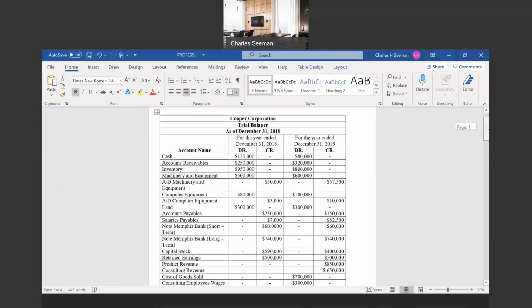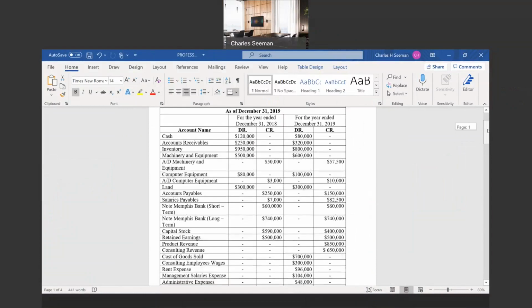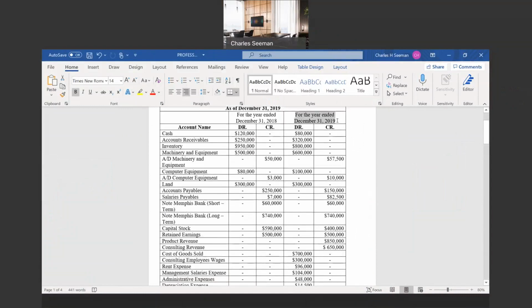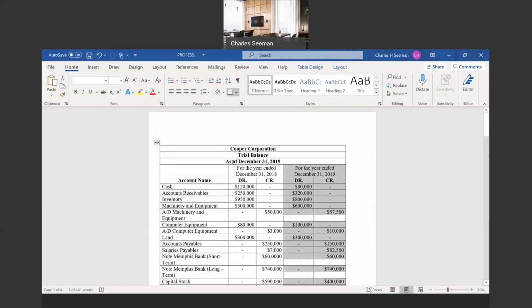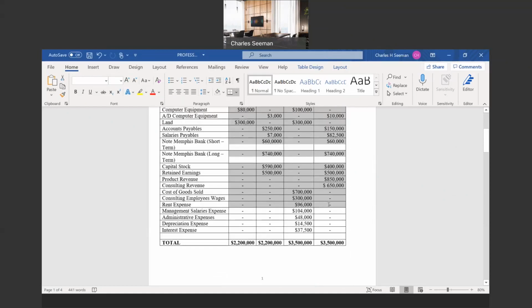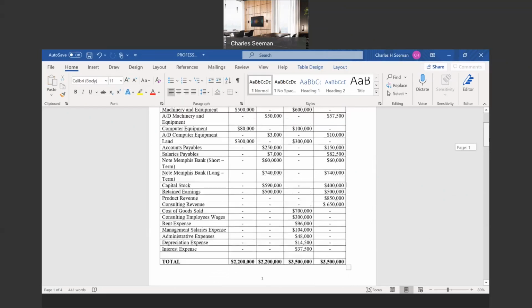So the income statement and balance sheet will be using just this information. But when we prepare the statement of cash flows, we're going to need both years. Okay, so let's get started.